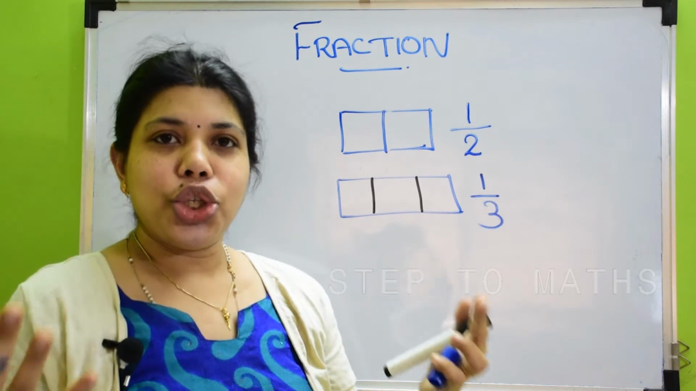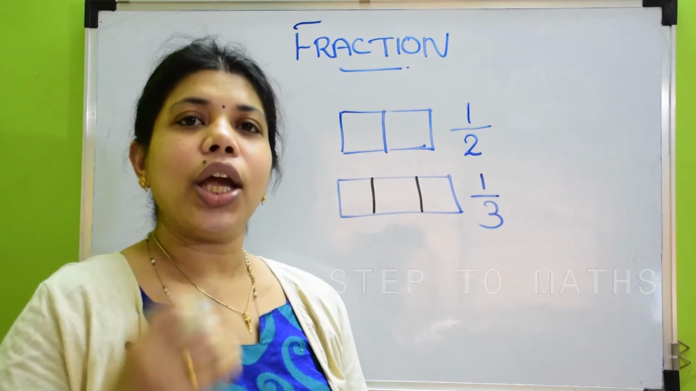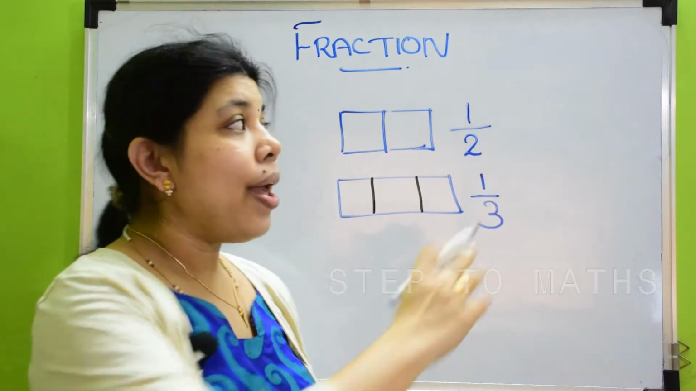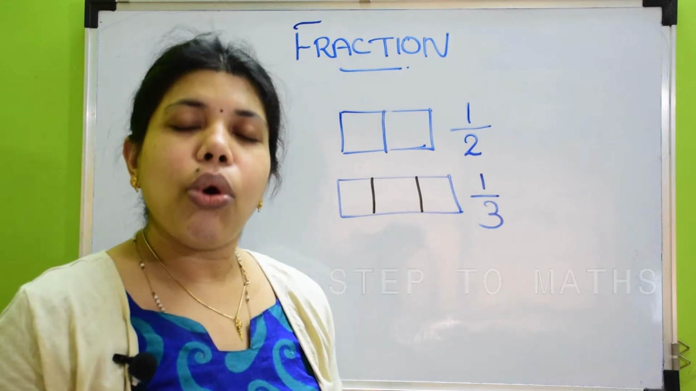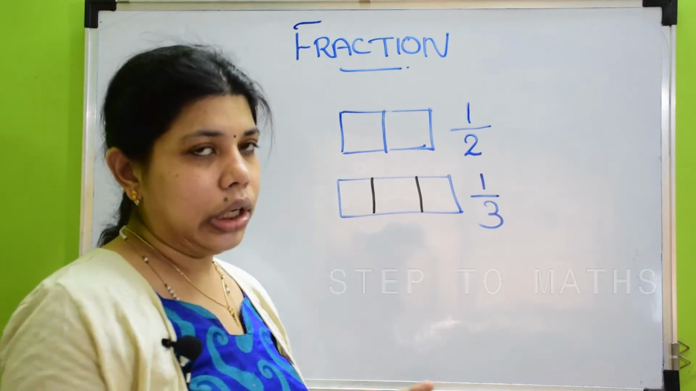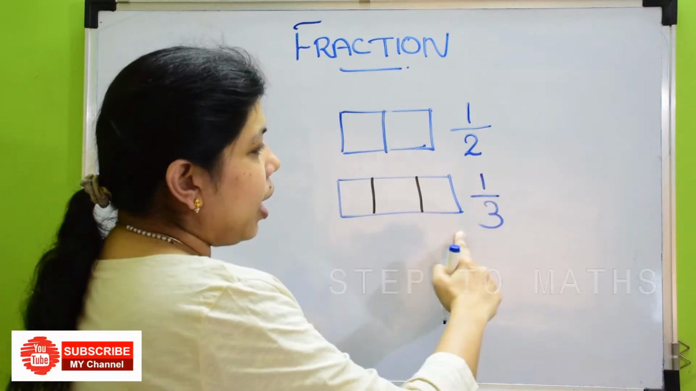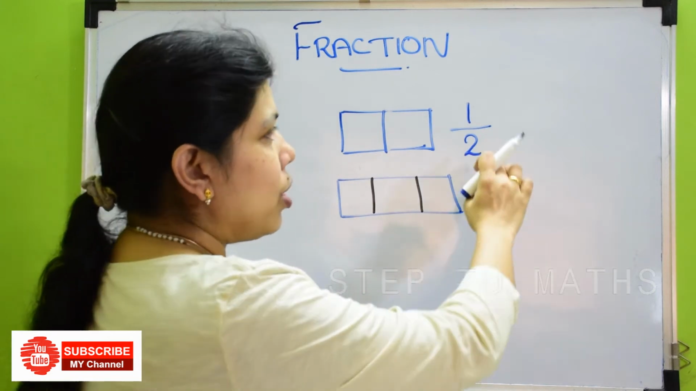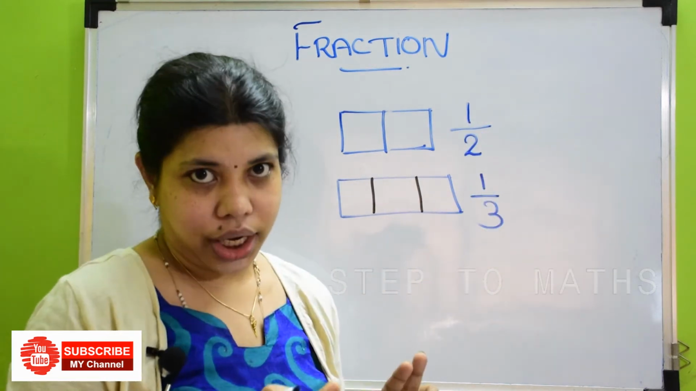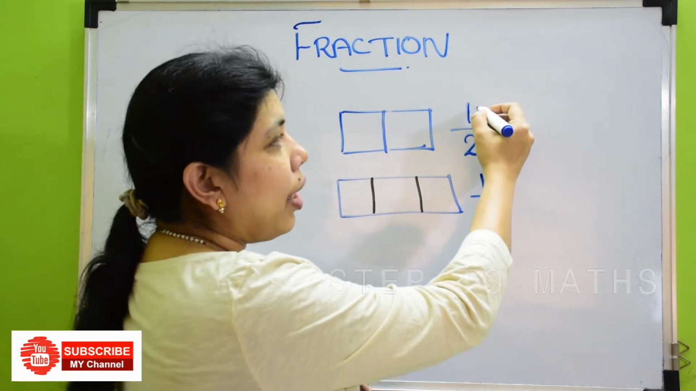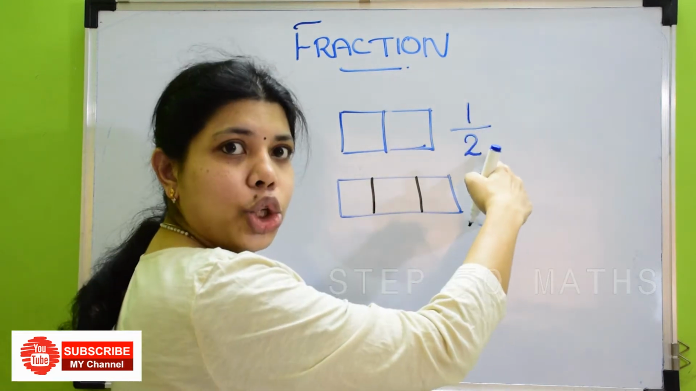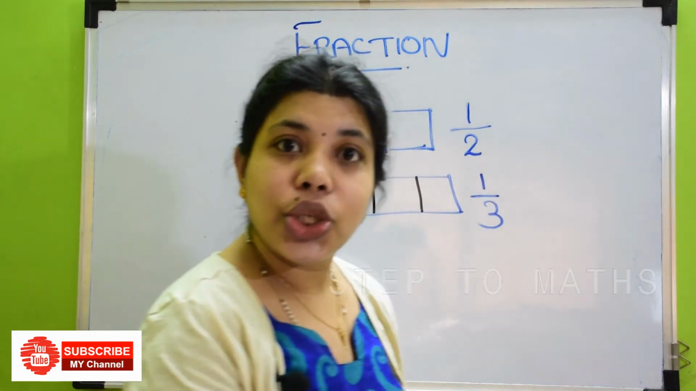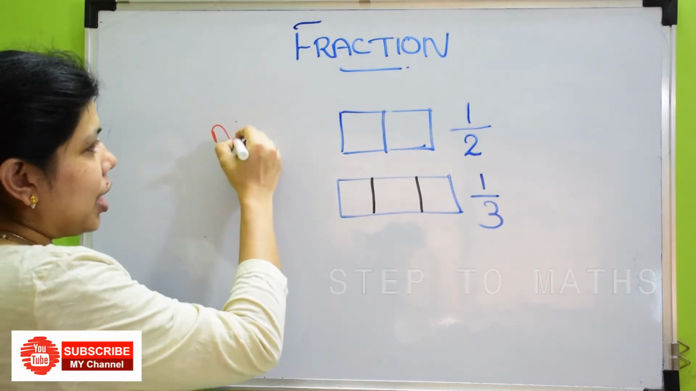One chocolate we cut into two pieces and you take one piece from that, then we can represent it as 1/2. We can read it in any way. And here we cut a pastry into three pieces. So, this is a fraction. Here there are two numbers, 1 and 2. This 1 is known as the numerator. What is the numerator?